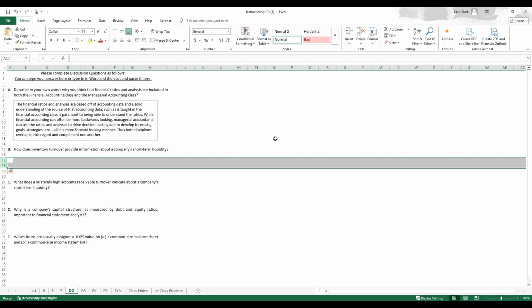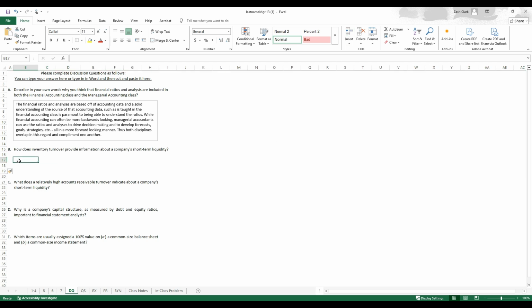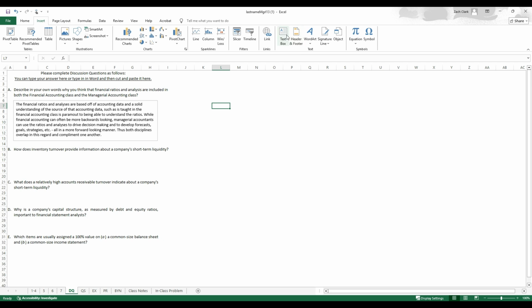Okay, how does inventory turnover provide information about a company's short-term liquidity? Let's do our text box here. Oops, that's not what I wanted. Insert this one.